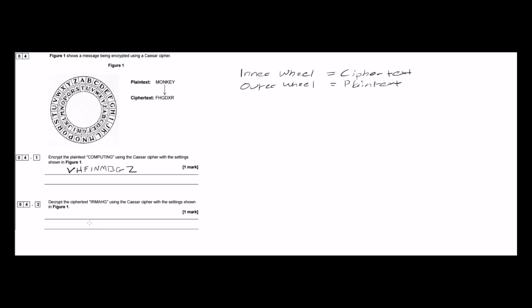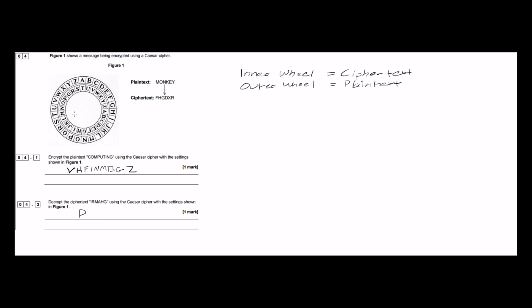We've now got to move on to 4.2, which asks us to decrypt this ciphertext here using the same Caesar cipher settings. So what we do then is the reverse of what we did for computing, and we take the I at the start of this ciphertext, and we look to see for I on the inner wheel, and that corresponds to P on the outer wheel.